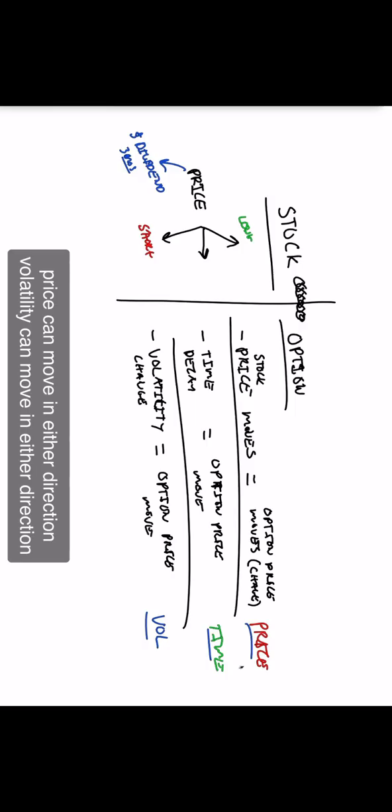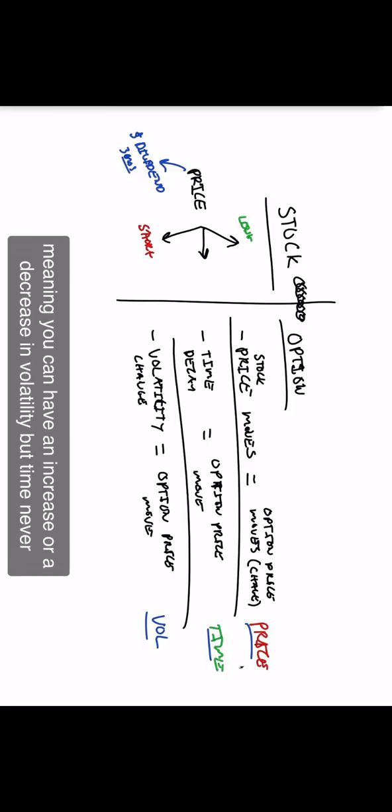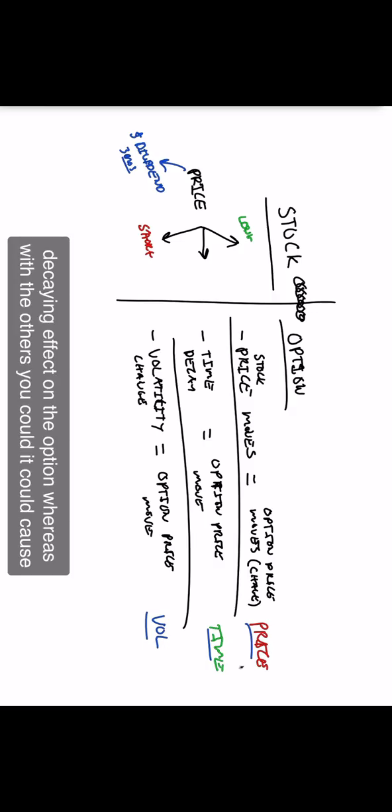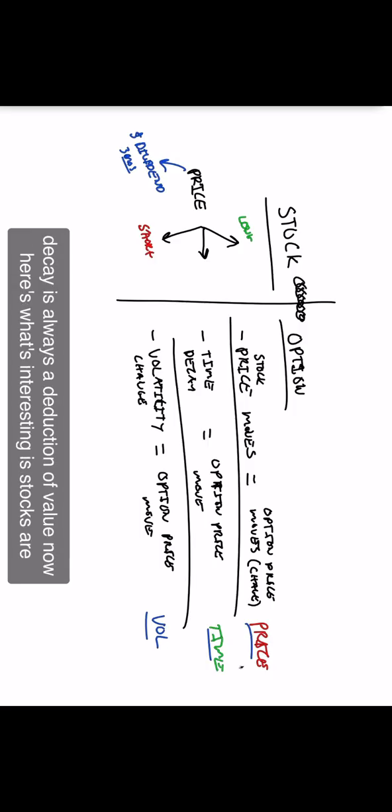Volatility can move in either direction, meaning you can have an increase or a decrease in volatility, but time never goes backwards. Time is always moving towards expiration. So it always has a decaying effect on the option. Whereas with the others, it could cause the option price to increase, or it could cause the option price to decrease. Time decay is always a deduction of value.